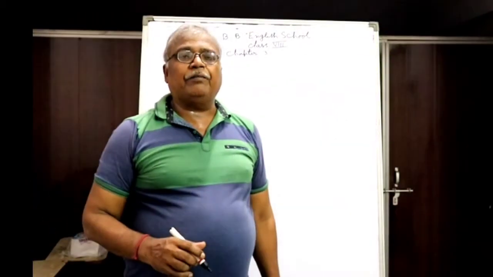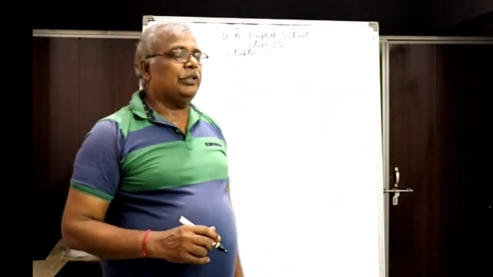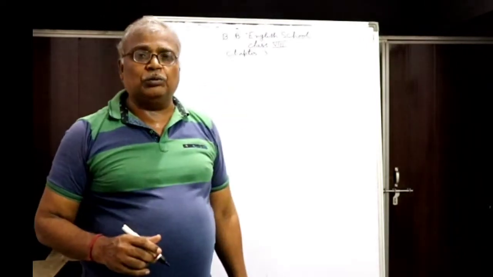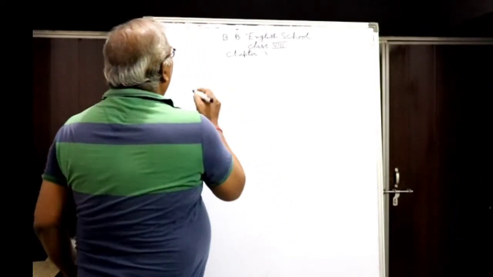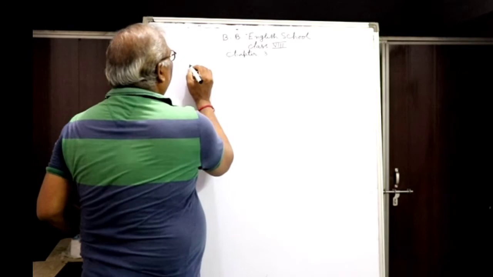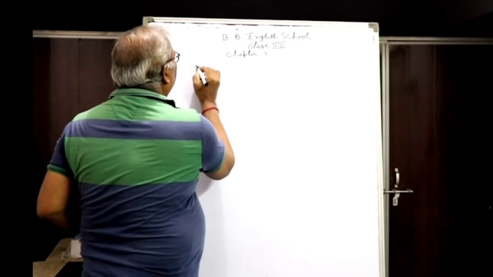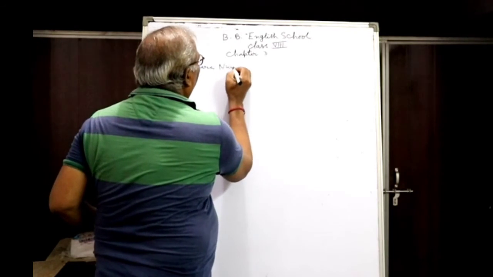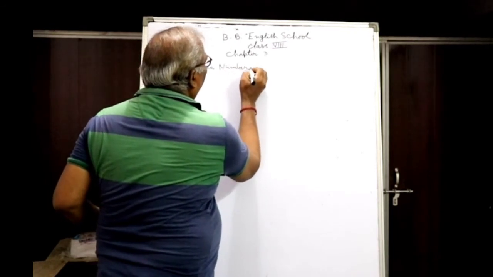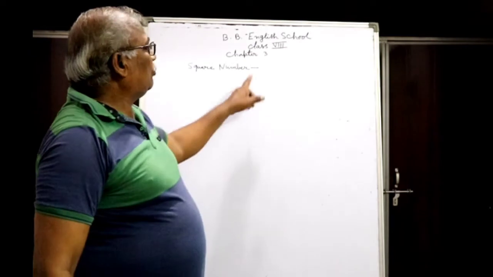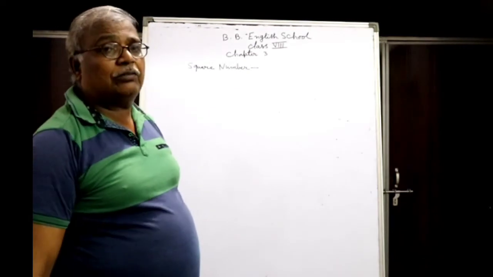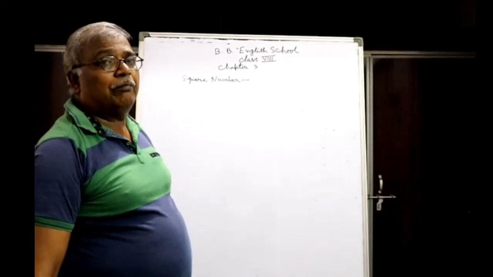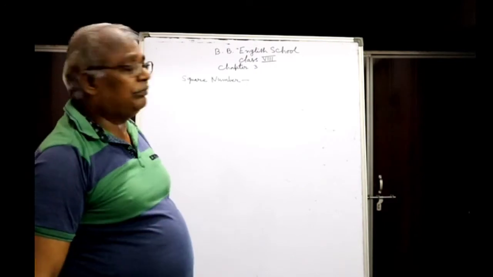Today we are going to start squares and square roots. Now, what is a square number? A square number is the product of a number multiplied by itself.